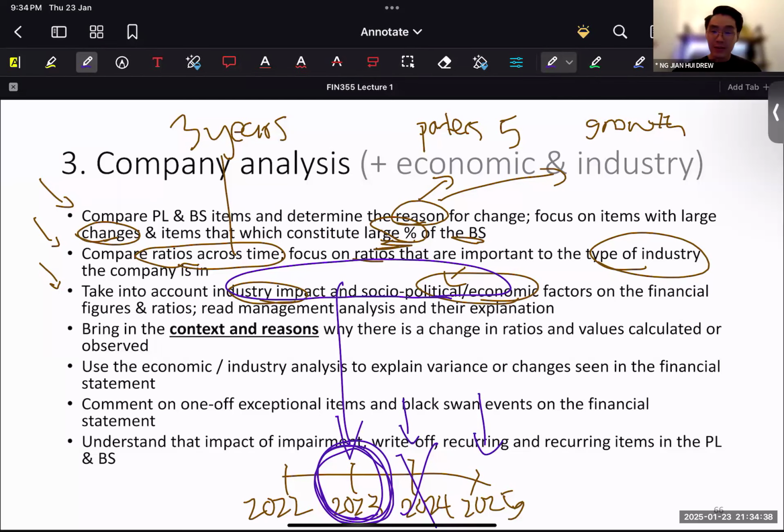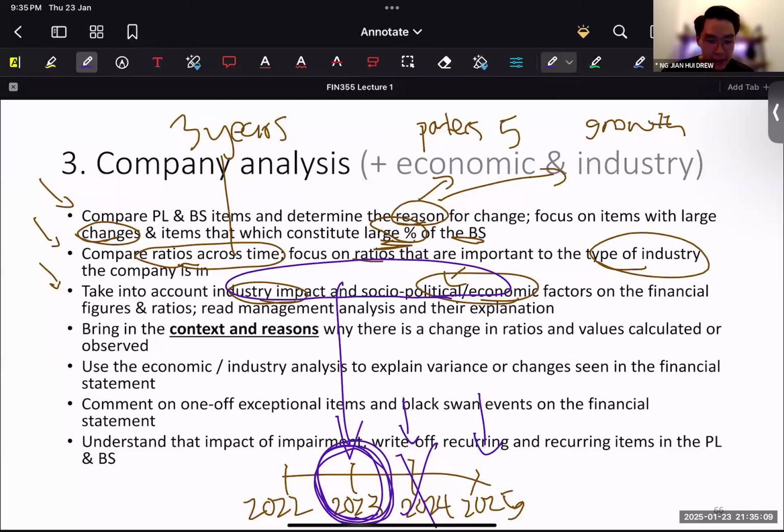So, analyzing a company, I hope you can now see that you really need to pull in a lot of your knowledge from everywhere, not only in finance and accounting, but in the more social science aspect of economics, industry, etc. And also be very careful in terms of what dates you're talking about.